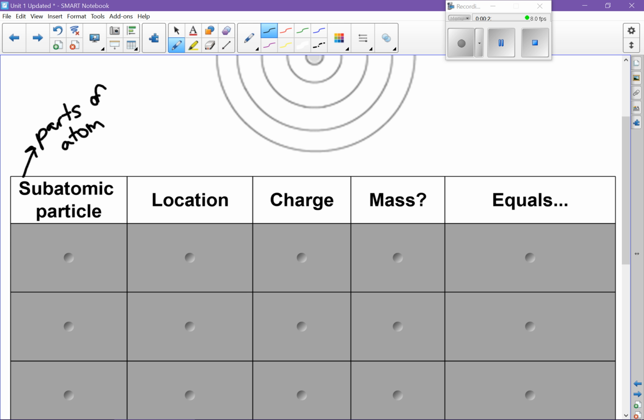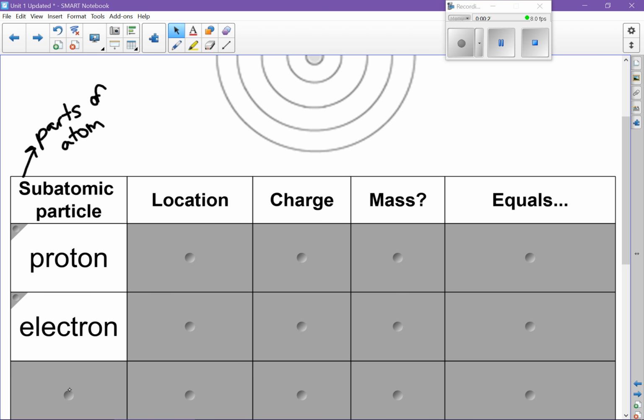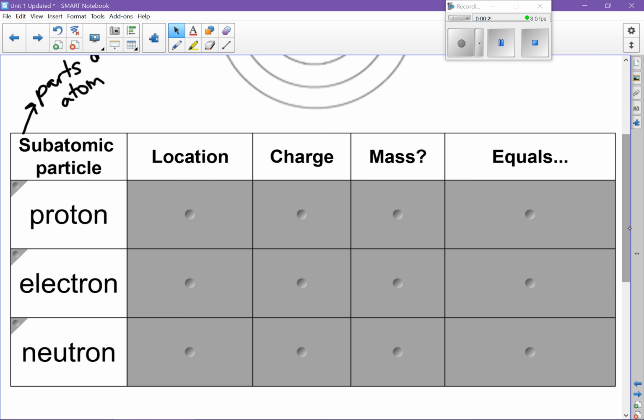So you might have heard of these before. There are three parts of an atom. There's protons, there's electrons, and there's neutrons. Those are the three different subatomic particles. So we're going to talk about where they are in the atom. The proton lives in the nucleus.